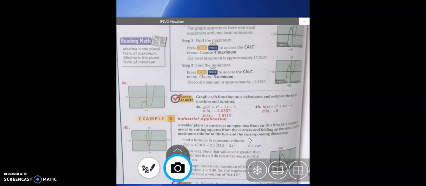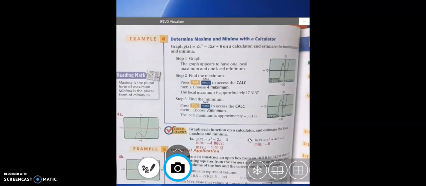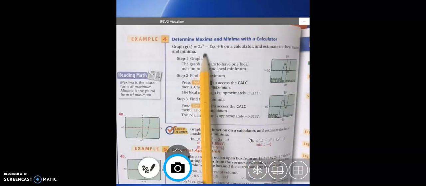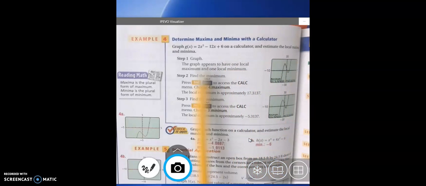So last up we have example 4. Example 4 says determine maxima and minima with a calculator. So here we're going to graph g of x equals 2x to the third minus 12x plus 6 on a calculator, then estimate the local max and min.